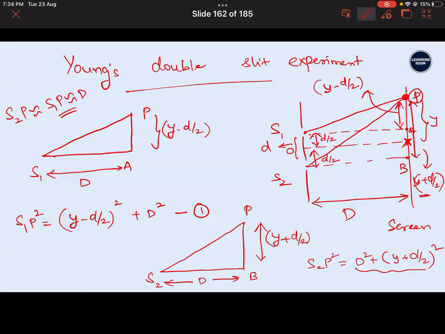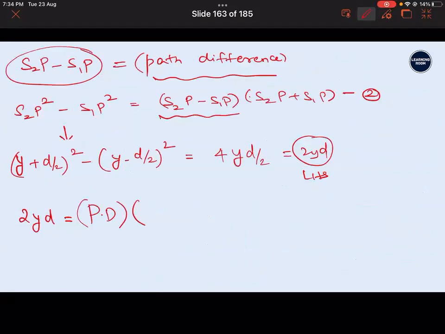Why we are doing this is because when you try to calculate the path difference, they are in terms of few angstrom, because wavelength of light is in terms of angstrom or nanometer. So they are approximated to which value? Capital D. So in the place of S2P plus S1P, I can write 2 times D. So 2 and 2 will get cancelled, which implies path difference will be equal to y into d divided by capital D. Is that clear? Now I'll mark it as star.